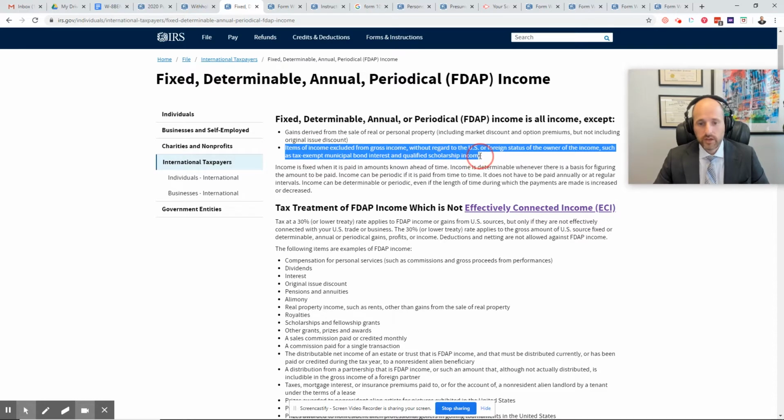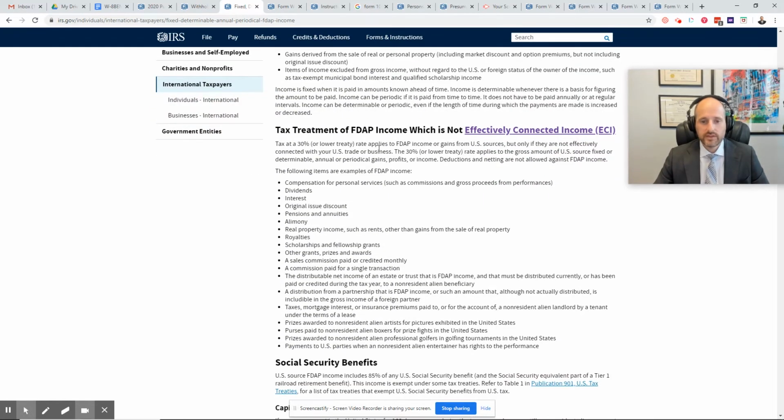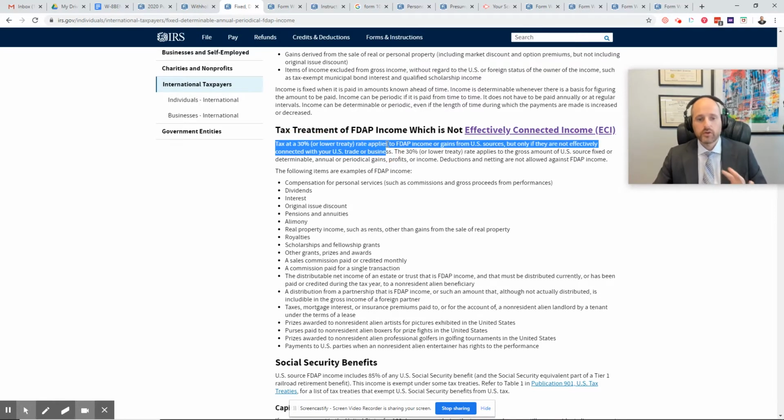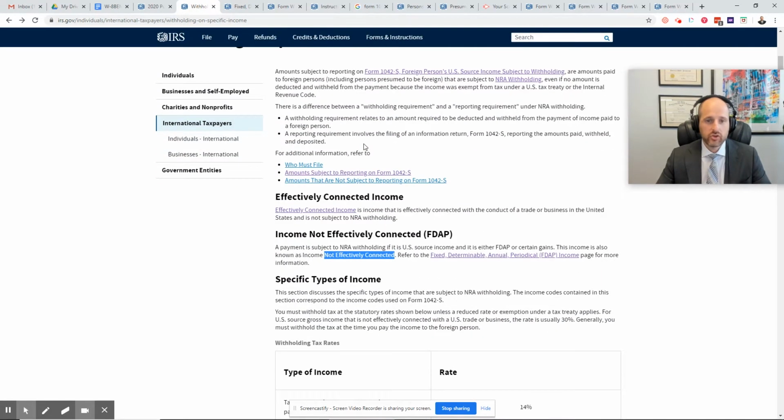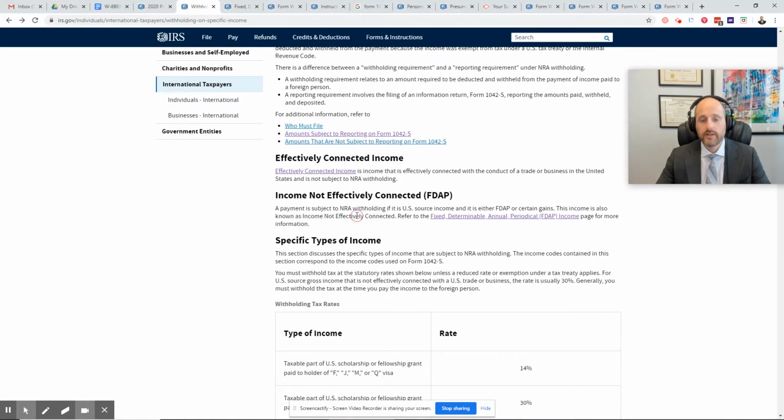Items of income excluded from gross income, like tax-exempt municipal bond interest. Okay, so this is the tax treatment of fixed, determinable, annual, periodic income, which is not effectively connected income. Again, it's not involved with the trade or business. And this is withheld at 30%. It's subject to a 30% tax. So here is where it says you're subject to 30% tax on this income. And over here on this page is where it's required that the payor withhold the income.